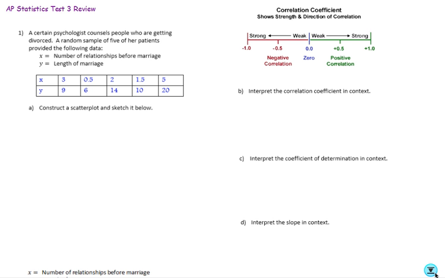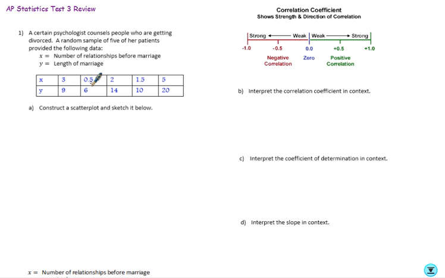Number one tells us that a certain psychologist is counseling people that are getting divorced, and what this psychologist looked at was how many relationships that person had before marriage and then the length of their marriage. So for instance, the first one here, the three, we would interpret that as that person had three long-term relationships before they got married, and that their marriage lasted 9 years.